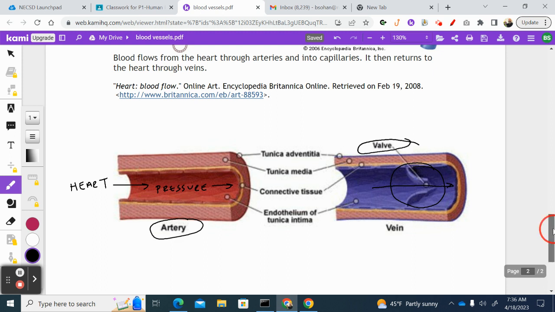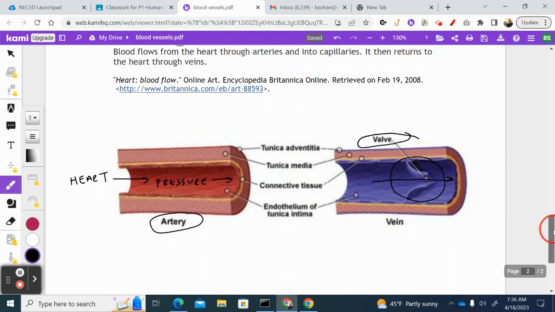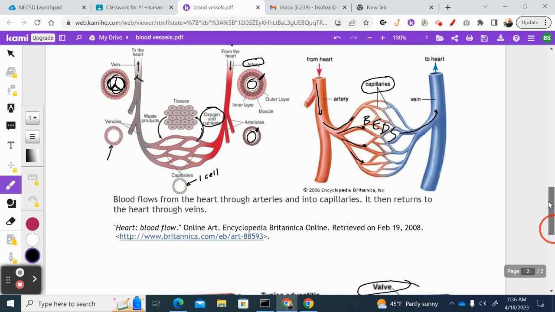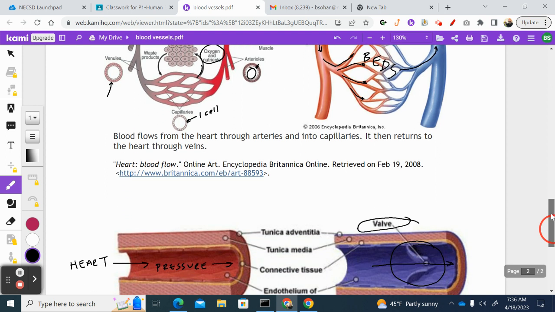All right. Any questions about arteries, veins, and capillaries?